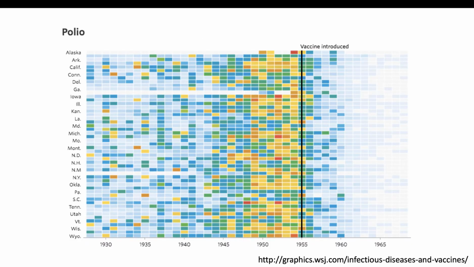Now here's a great example. This is actually something we'll look at later when we're talking about color. But here's a heat map of polio incidents over time by state in the United States, and it's really done nicely. You can see that there's variation across states and then across time, and then after this vaccine is introduced, those cases kind of fall away.